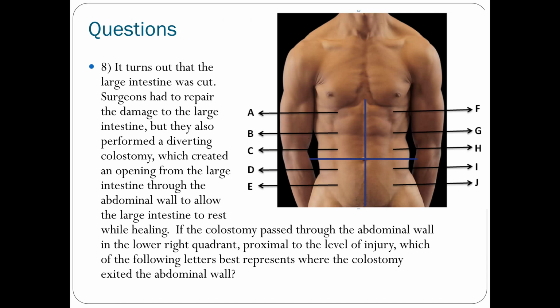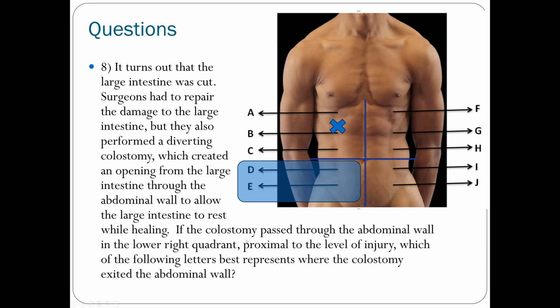This is not really the best use of proximal, but I threw it in here just so that we could review some of our terminology. All right, so first let's remember that our injury was up here in the upper right quadrant just below the diaphragm, so I added a blue X. All right, so our first clue is the colostomy is passing through the abdominal wall in the lower right quadrant. So if you identify the lower right quadrant on this picture, you will narrow down your choices to letter D or letter E. So now we need to look at the next clue, proximal to the level of injury.